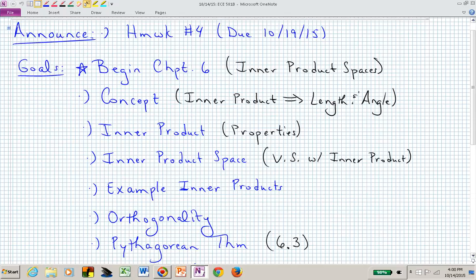Today we get to start a new chapter, and we're adding more and more detail to this concept of linear algebra. We've started with vectors and how they span and where you can get to. Then we started talking about linear transformations, operators, invariant subspaces. Now we are going to add the concept of length and angle with respect to vectors in our vector space. And that's chapter 6, which deals with inner product spaces.